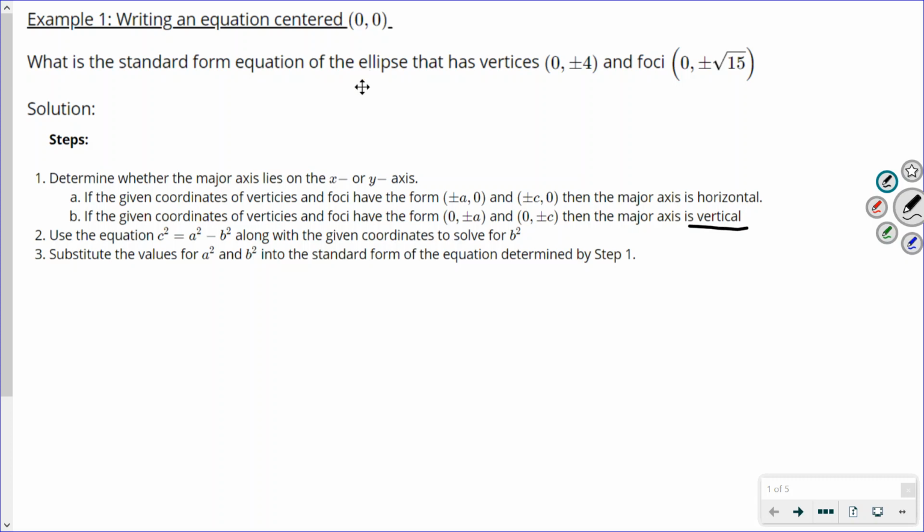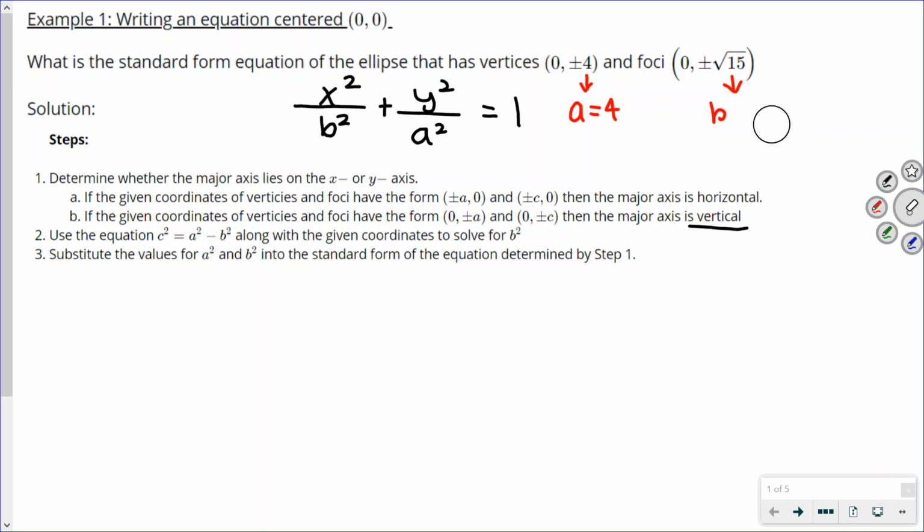So for step 1, we get that the form of this equation is going to be x squared over b squared plus y squared over a squared equals 1. From our foci here and vertices, we are getting that 4 is our a value, and square root 15 is our c value.